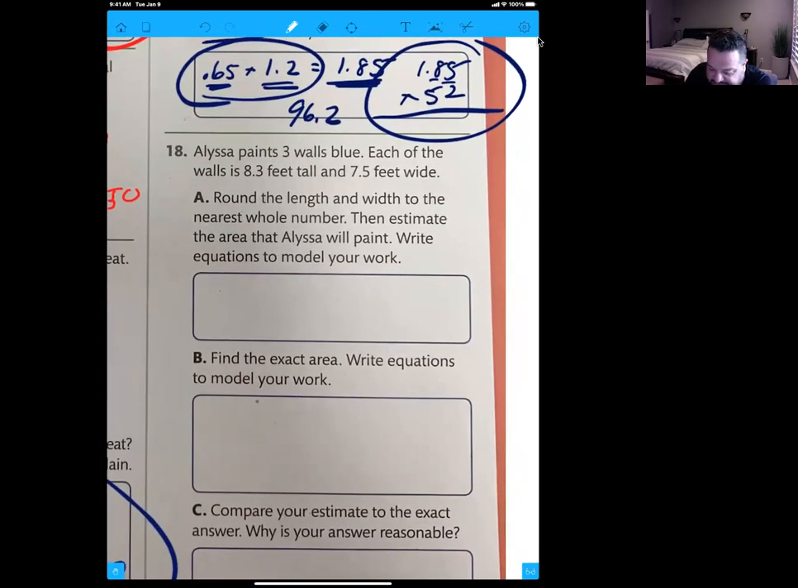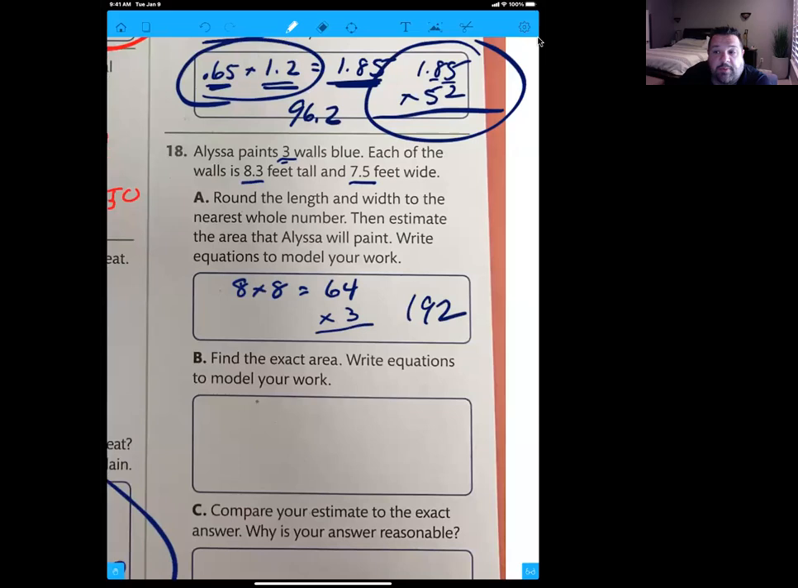All right, number 18 says to use an estimate. So your estimate would be 8 times 8 for this and this, which is about 64, right? Then there were 3 walls. So it'd be 64 times 3, which would give you 192.